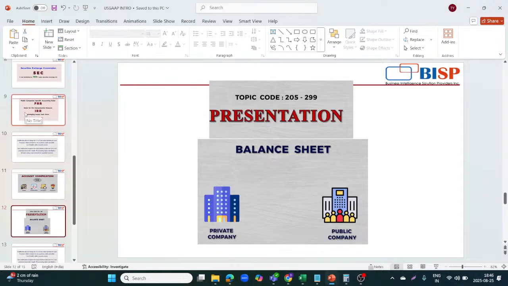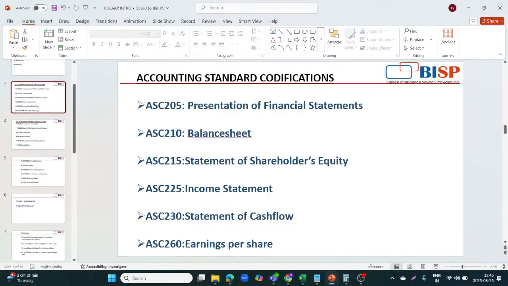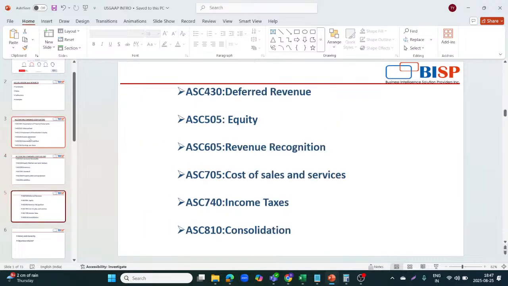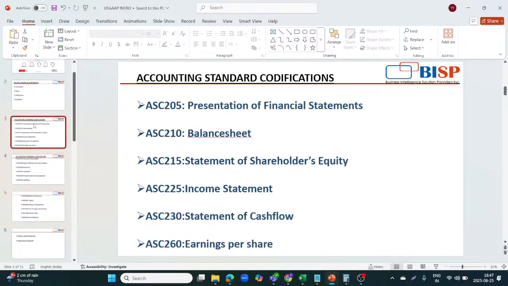So all these codifications will be given. The presentation of the balance sheet we have already discussed, because 105 was related to the history and hierarchy that we have covered. Next, in the upcoming sessions, we'll be seeing Accounting Standards Codification 205, that is presentation, how your financial statement will be presented, and so on, proceeding with the next codification. So these are the list of codifications that we have to cover under US GAAP.